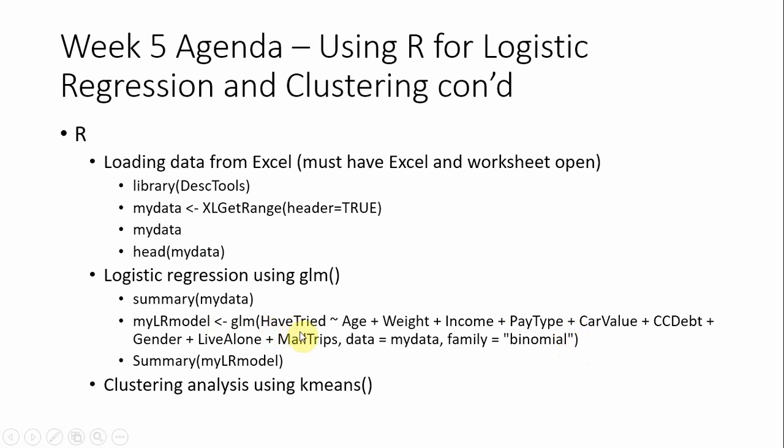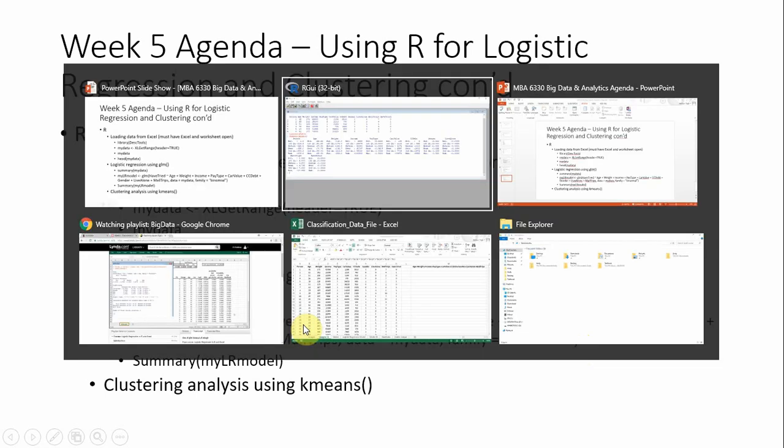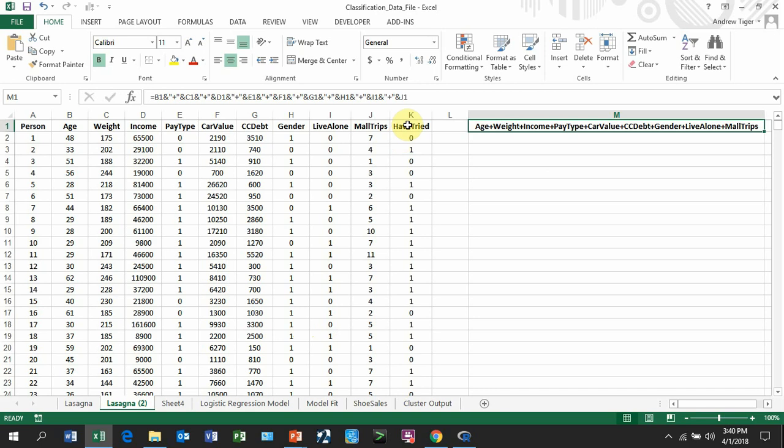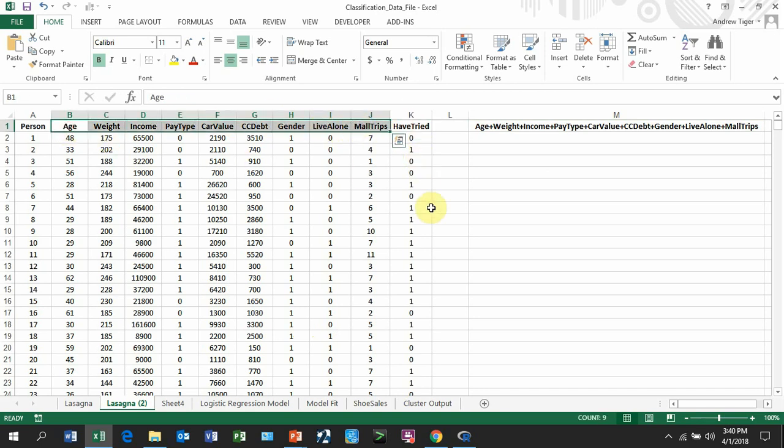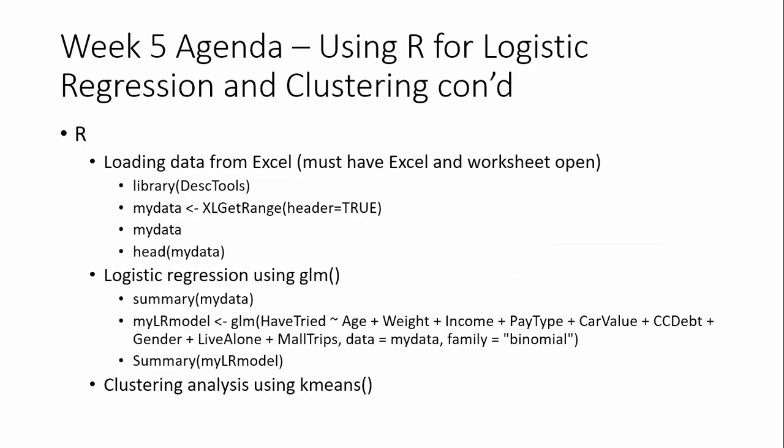Then what I'm doing is, have tried is my y variable, and I'm going to have it be a function of all of my other ones. So have tried, and then you put in a tilde. A tilde stands for is a function of. And then it's the different variables: age plus weight, and there are spaces between these so that R knows that these are variables. Age, space, plus weight, plus income, plus pay type.